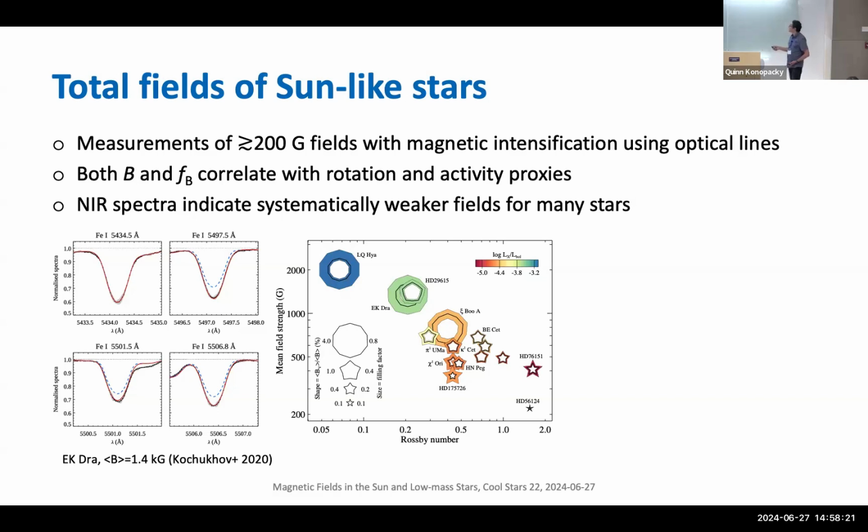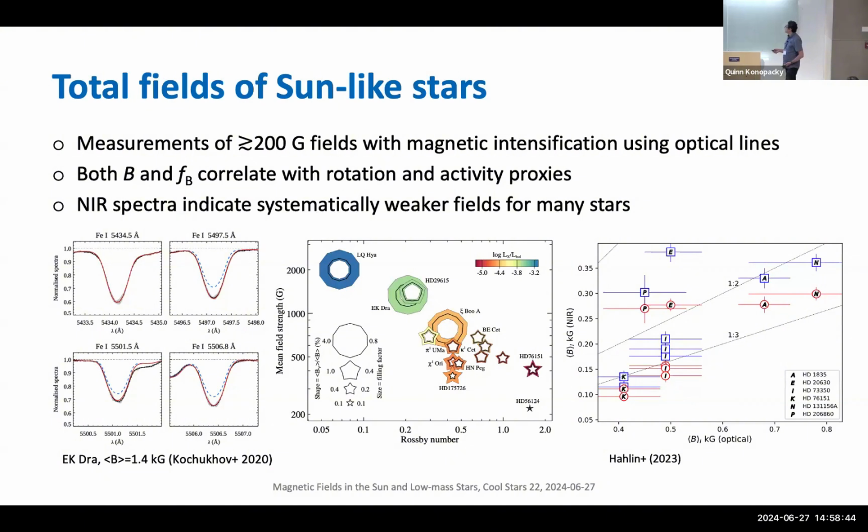There is a nice correlation between this total magnetic field strength measured for sun-like stars and Rossby number. There is also a correlation with the filling factor. The stars with stronger fields indicate a larger fraction of the surface covered by these fields.